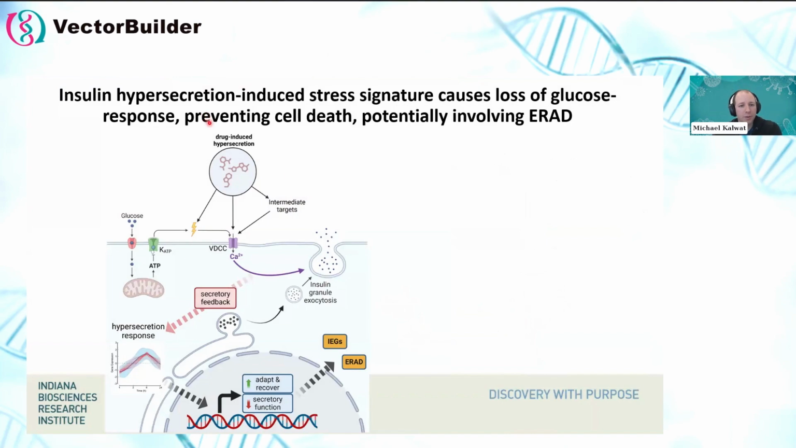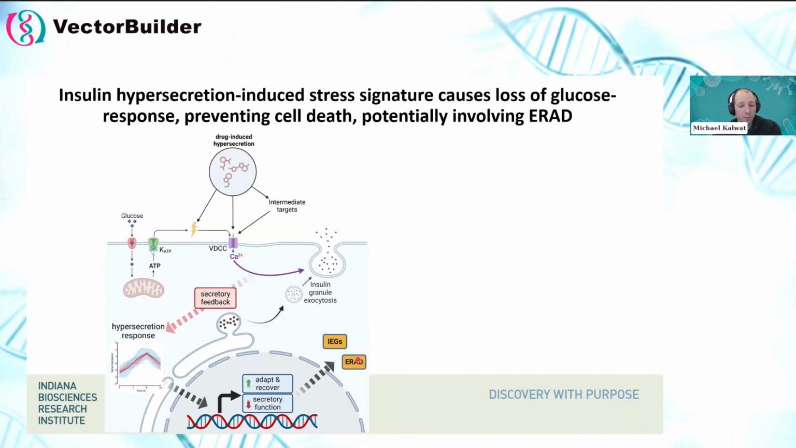So taken together, what we think is going on is that it could be hypersecretion induced by multiple different drugs, whether it's a sulfonylurea or the SW16789 compound or other compounds, and whether they act through intermediate targets or directly on membrane depolarization, it doesn't matter in particular, because they all funnel in towards enhancing calcium influx. And once calcium influx is enhanced, you get this hypersecretion response, and there's this feedback that happens, leading to altered gene expression and induction of this hypersecretion signature, as well as a shutdown of beta cell function.